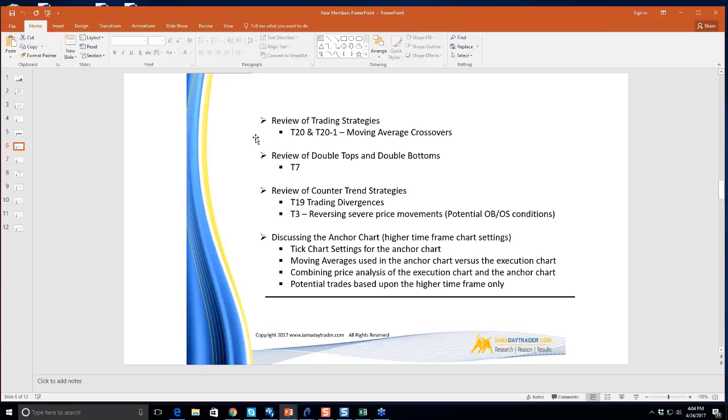Then I'm going to be discussing again the T20, what is known as the T20-1. Now this is the moving average crossover approach, which has been used for decades. But I want to show how we use that in our different charts, very much so.